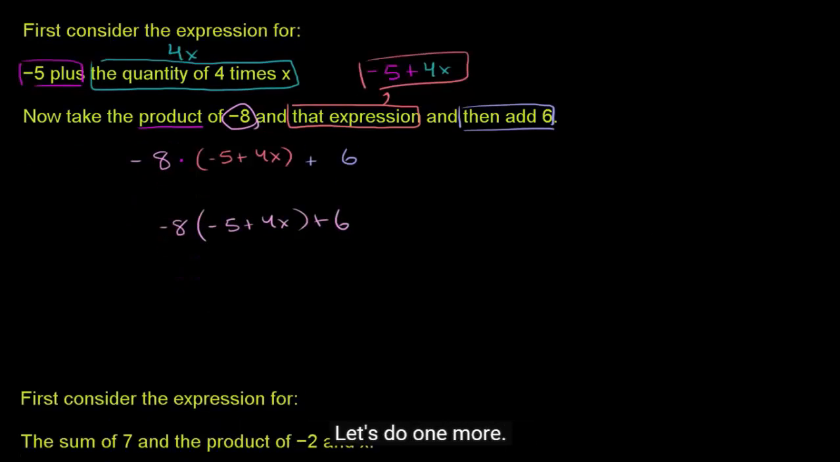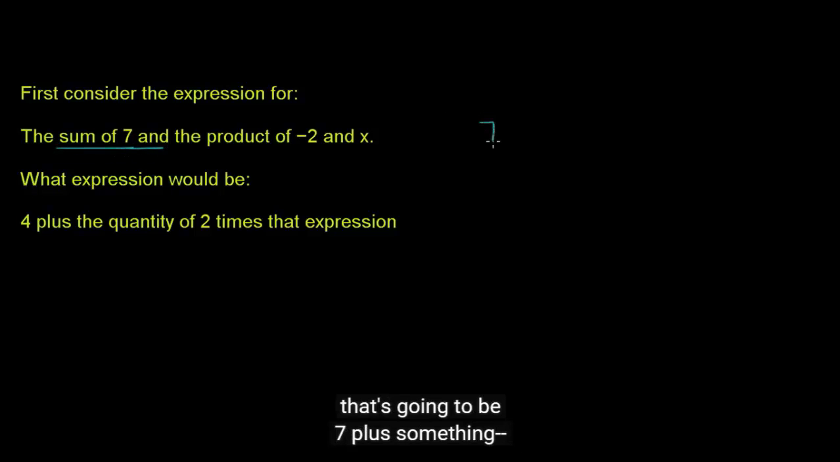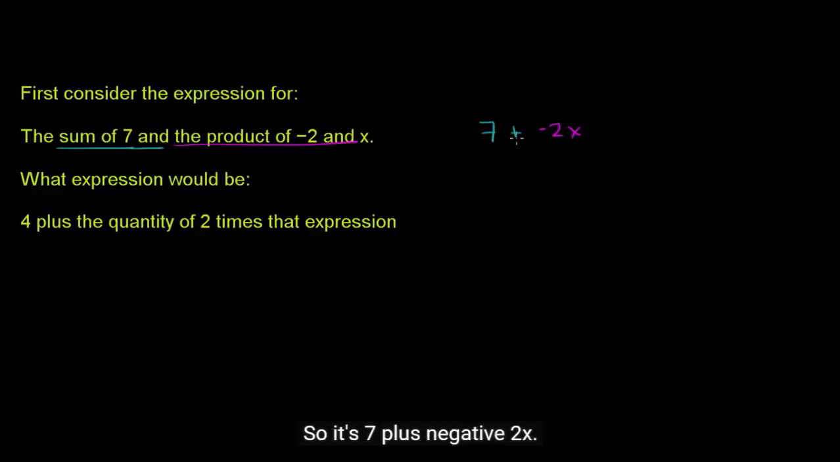Let's do one more. First, consider the expression, the sum of 7 and the product of negative 2 and x. So that's going to be 7 plus something. The product of negative 2 and x is negative 2x. So it's 7 plus negative 2x. We could write that as 7 minus 2x. So this is equal to 7 minus 2x. These are the same expression.